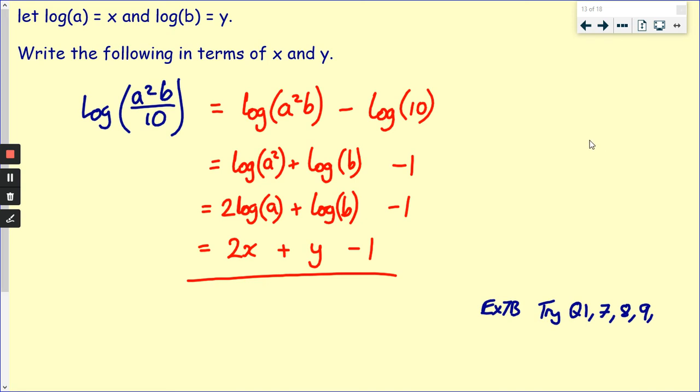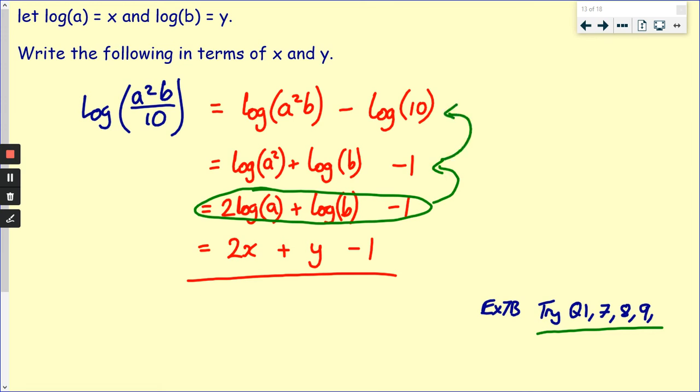That should now allow you to answer the following questions down here in exercise 7B. But remember, you might need to be able to go backwards. So they might give you a question that looks like this. And you might need to be able to write it as a single logarithm, i.e. working backwards until you've got a single logarithm. So let's have a look at that and see how that might be useful, this time in the context of solving equations.